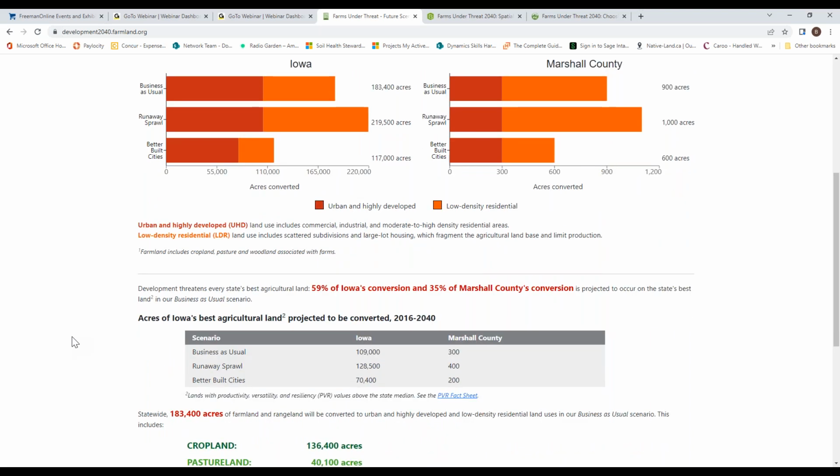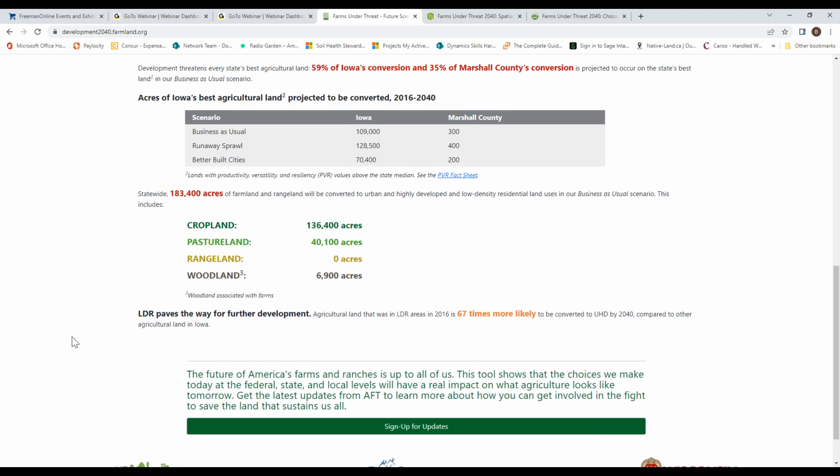So let's go down a minute and talk about what else you can find on this cover page. Again, here back to this, what kind of land is likely to be converted. You see here that we are projecting under business as usual 109,000 acres of the upper half of land, the highest quality land in Iowa. We took those PVR values, found the median, and anything over the median is what we call Iowa's best agricultural land. And so here you see the projections of what might be lost of that kind of land at both the county level and the state level.